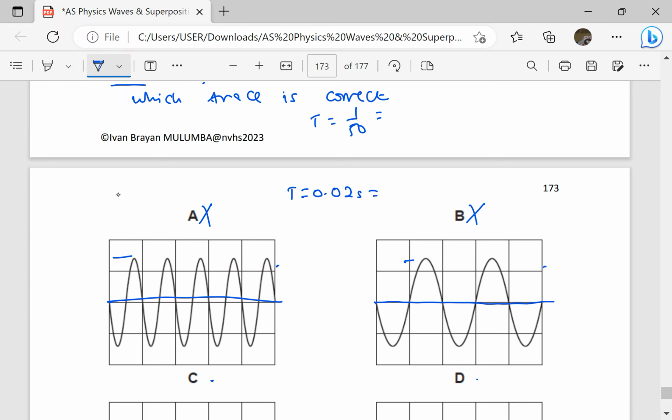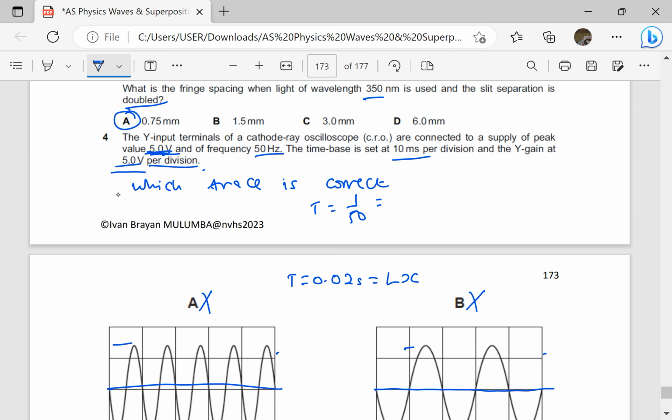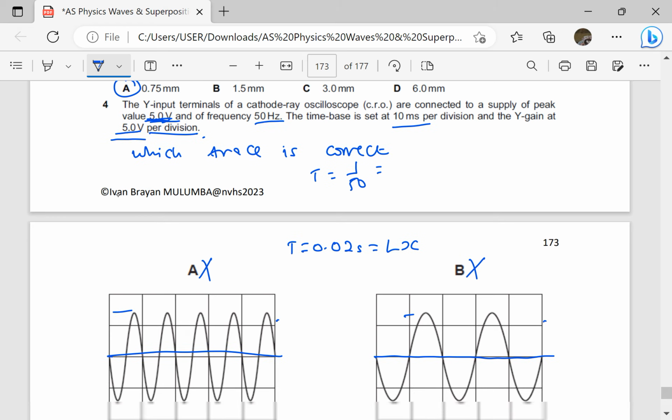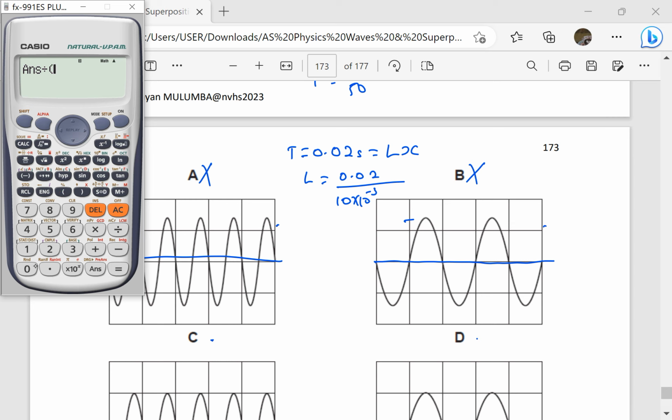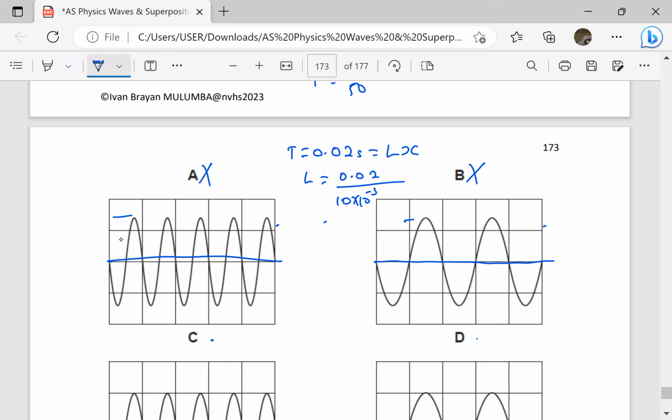But remember, period is the length representing one cycle times the time base setting. And the time base setting is 10 milliseconds per division. So let's find L. L is going to be 0.02, and because the setting is in milliseconds, I'll divide this by 10 times 10 power negative 3. That is per division, to find the number of divisions here. That is 2 divisions. So the correct trace should have 2 divisions.